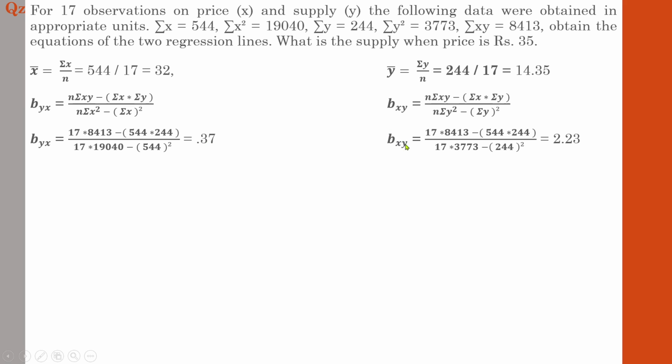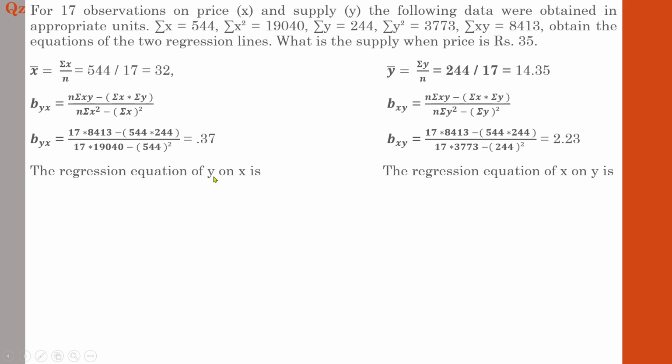Likewise, you have to do the same in case of bxy. Remember, the numerator will be the same. The only change that happens is the change in the denominator. So do it accordingly, and you will get the value of bxy as 2.23. Once you have found the value of byx as well as bxy, next you need to use the regression equation of y on x as well as x on y.